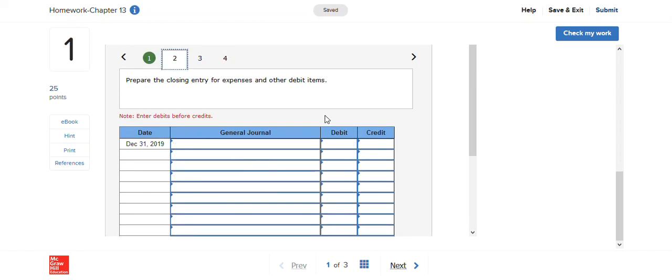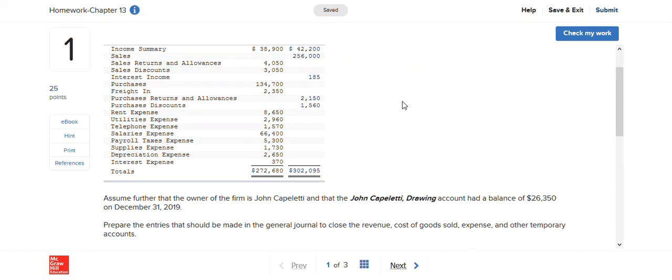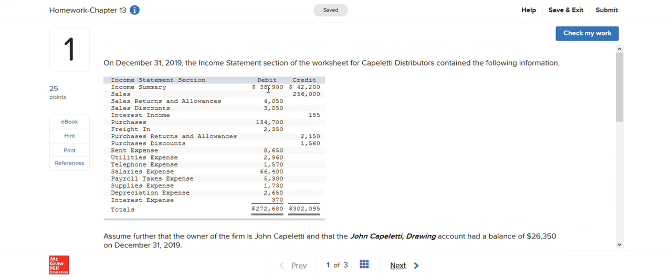Entry number 2, we're going to close the expenses, but in this chapter we're also dealing with some other debit items that are temporary accounts that we need to close. So again, we're going to scroll up to our chart and look at our debit items, and you can ignore income summary for right now. So we've got sales returns and allowances and sales discounts, and purchases and freight in. So those 4 are items that we haven't closed out in the past, but that we'll need to close out now because we're dealing with a merchandising business.